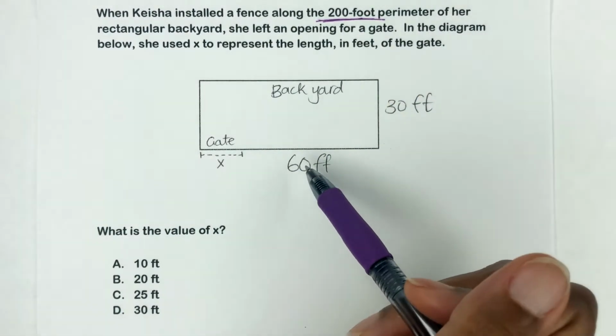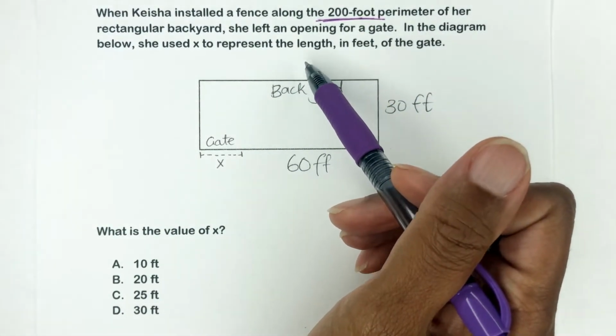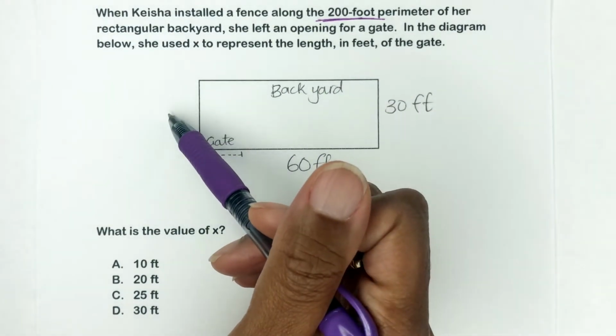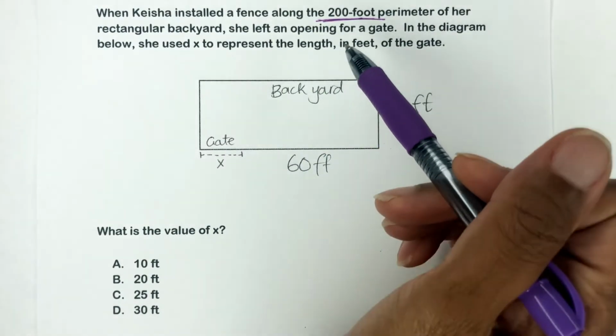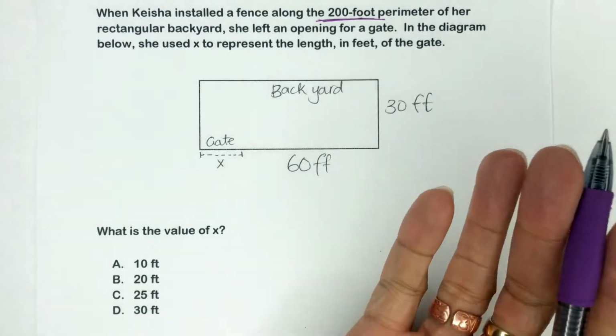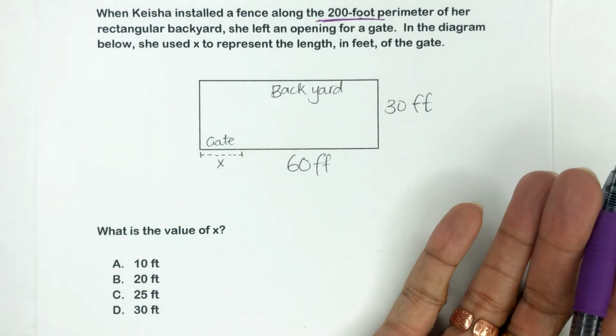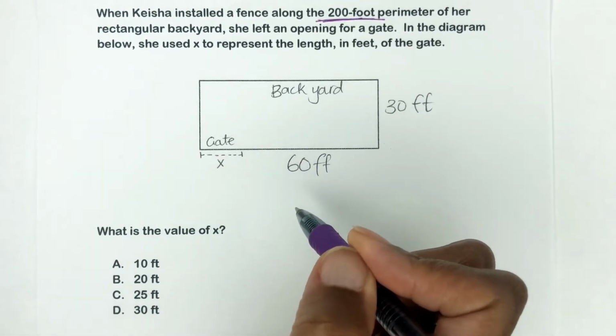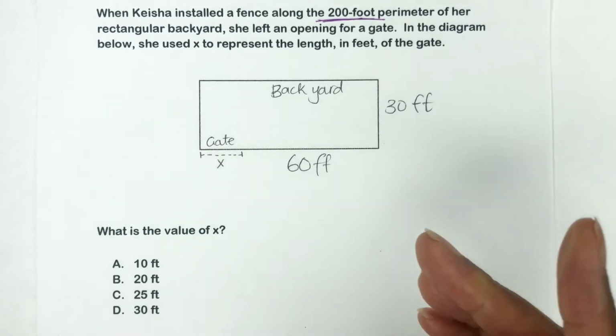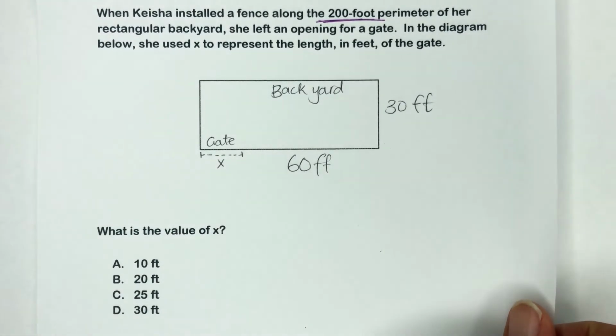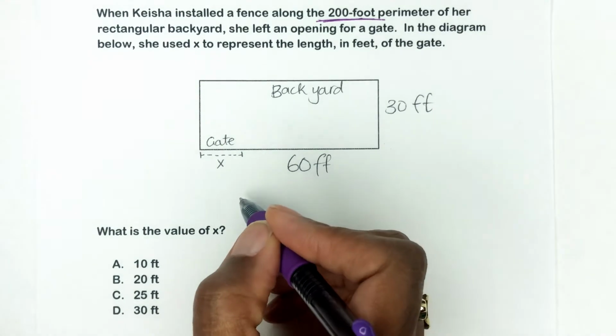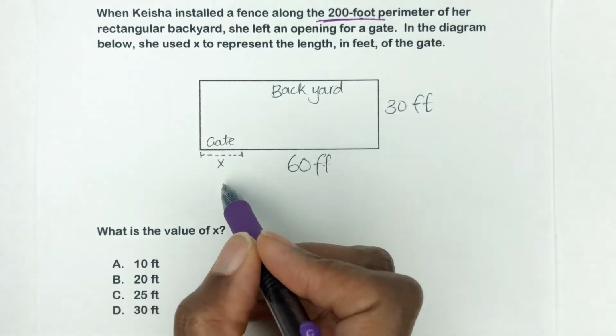So you can say 60 plus 60 is 120, and then 30 and 30 is 60, which will give you 180, and then say 200 take away 180, and you can get it that way. But the way I want to show you is by using the equation method, by setting up an equation, setting up a variable and everything. So this is the one I'm going to do for now.